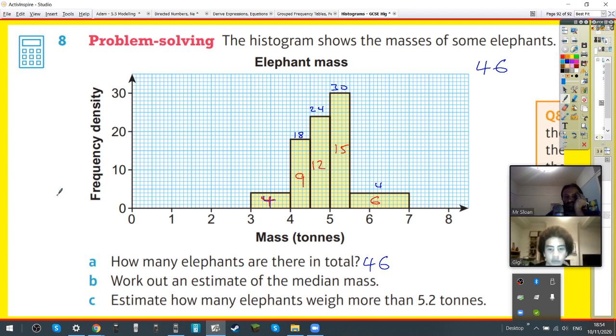Okay, an estimate of the median mass. 46 would be 23.5. That's the middle. It will be in the third class interval, so it would be in between 4.5 and 5. What would you do next?